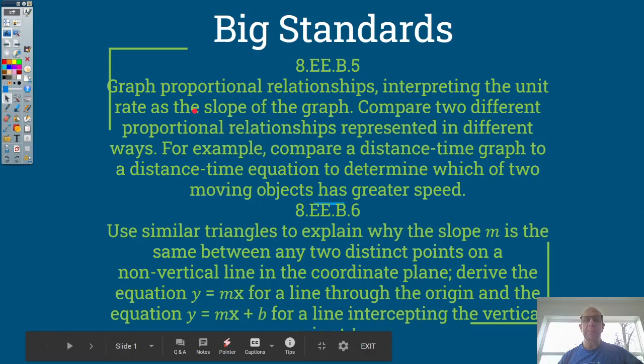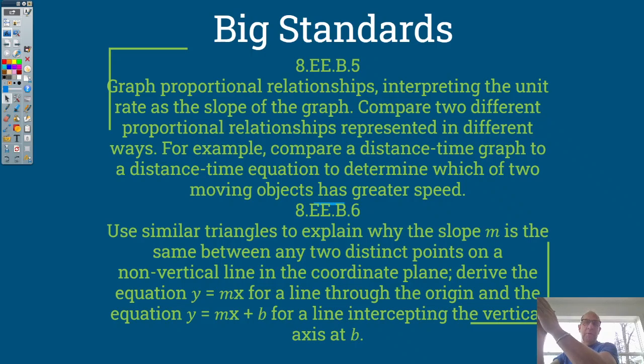Let's talk about what we're going to be learning in the next 10 or so lessons. These two standards: we are graphing proportional relationships and interpreting the unit rate as the slope of the graph. So slope is how steep something is. If you remember last year, we talked about proportional relationships a lot. Proportional relationships start at 0, 0, and they go up the graph at a constant rate. And that constant rate is this unit rate. And we're going to call that the slope now.